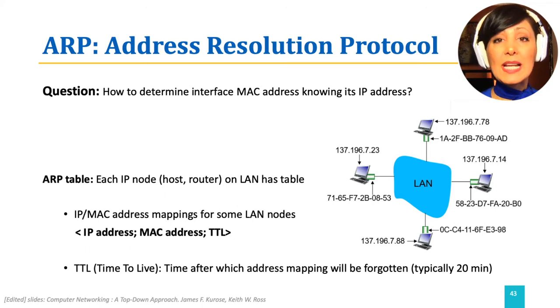The ARP table keeps IP address, its associated MAC address, and the time to live for this translation. The TTL, or time to live, is the time after which the address mapping will be forgotten. Its typical value is 20 minutes, but it could be changed. TTL is used because the IP address might not be valid after a certain time. This might be because of a host move and assignment of its IP address to a new device.